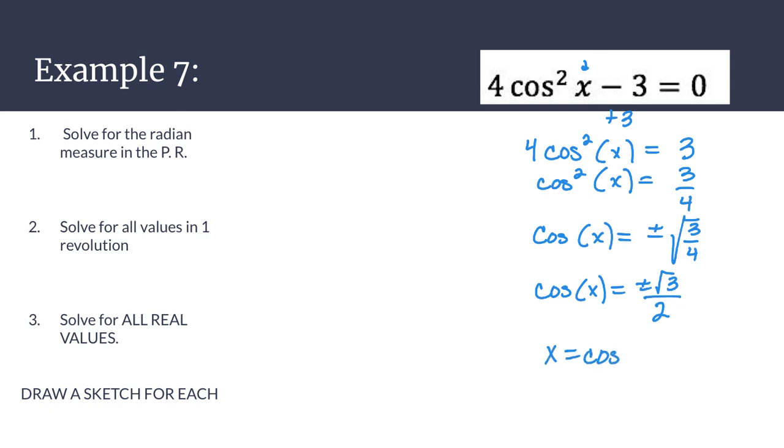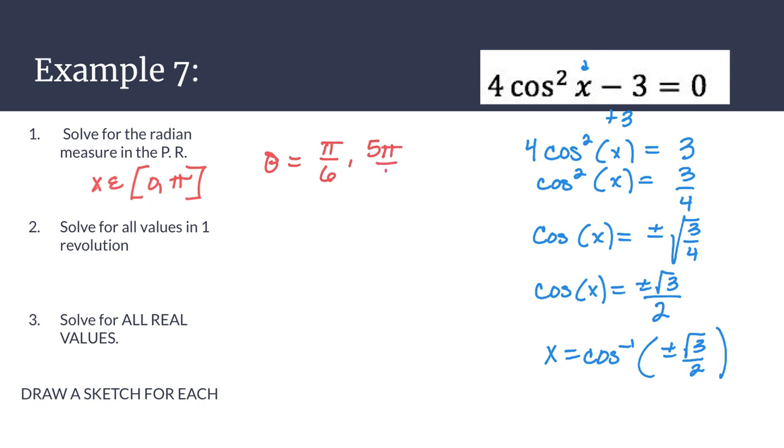Take the inverse cosine of both sides. So what we're looking for is inverse cosine of plus and minus root 3 over 2. If we're looking for, again, our principal root, the principal root for cosine is between 0 and pi. So we're going to find the two places where root 3 over 2 is both positive and negative. That's going to happen in quadrant 1 at pi over 6, and in quadrant 2 at 5 pi over 6.